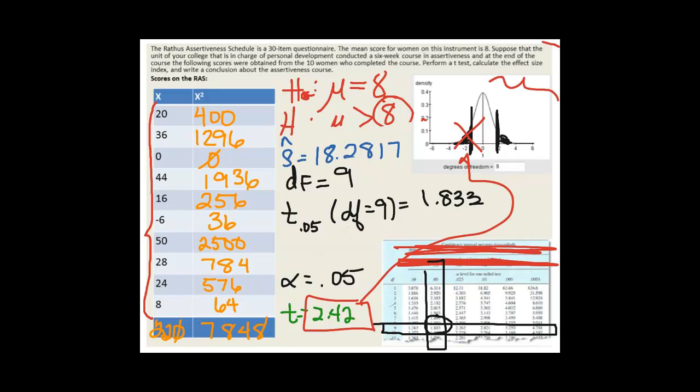And a t-test statistic of 2.42 places me smack in the rejection range, which means that yes, there's enough evidence to reject the null hypothesis, which means that one could state based on the evidence that females who attended this 6-week course in assertiveness do indeed have a larger than normal score on average on this assertiveness schedule, the RAS.